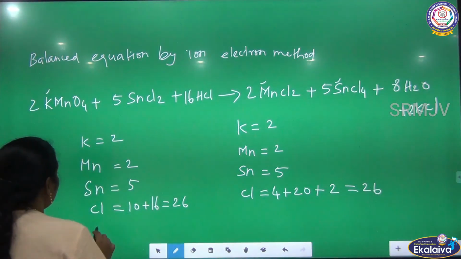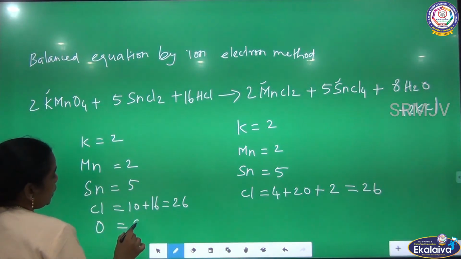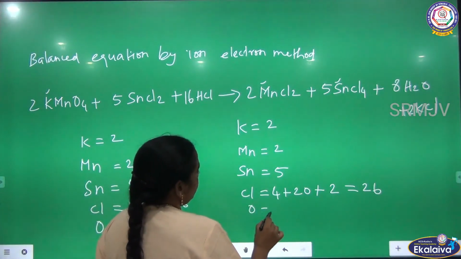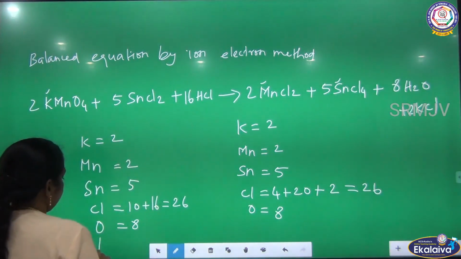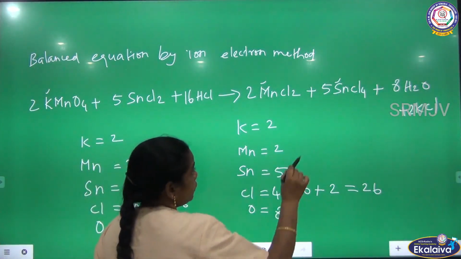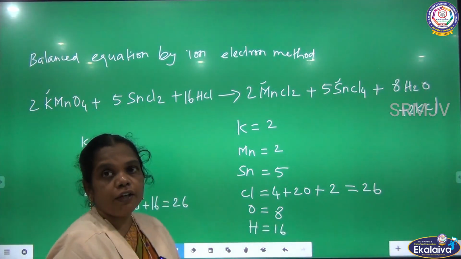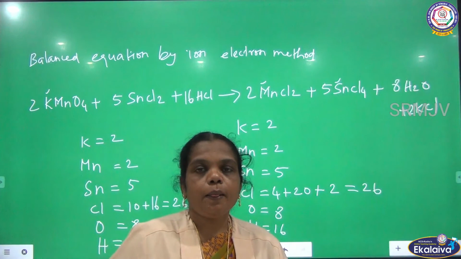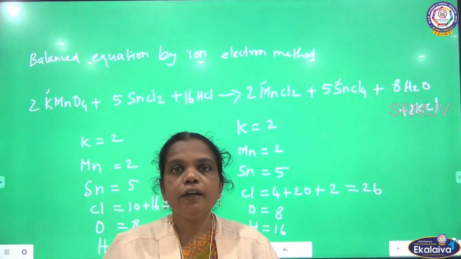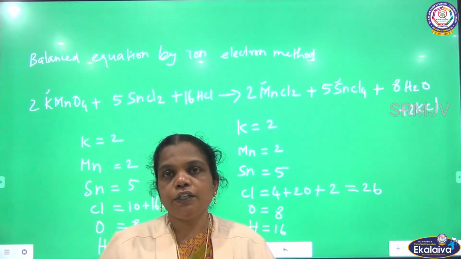Then oxygen. 4 2s are 8, and on this side oxygen equals 8. And hydrogen 16, and 8 2s are 16. So every element in the given equation is balanced. By this way you can balance by the ion electron method. So by this way you can balance the redox equation.